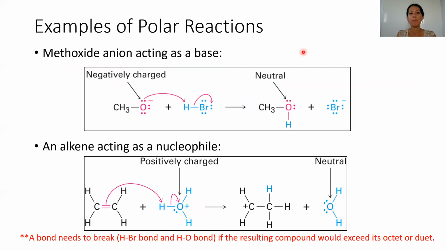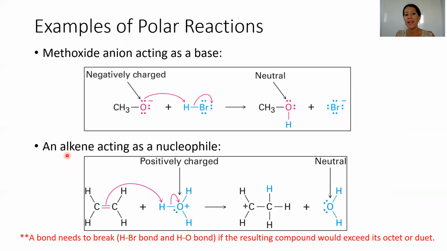Here are some examples. Let's look at methoxide. You've already seen this act as a base, this negatively charged O with the lone pair, it'll attack and grab the H, and this H-Br bond will break. So you have a new O-H bond, and then the lone pair goes on to the Br, giving you the Br minus formal charge.